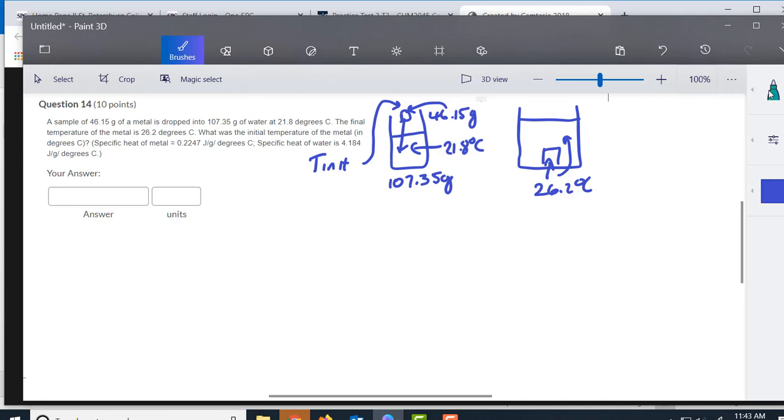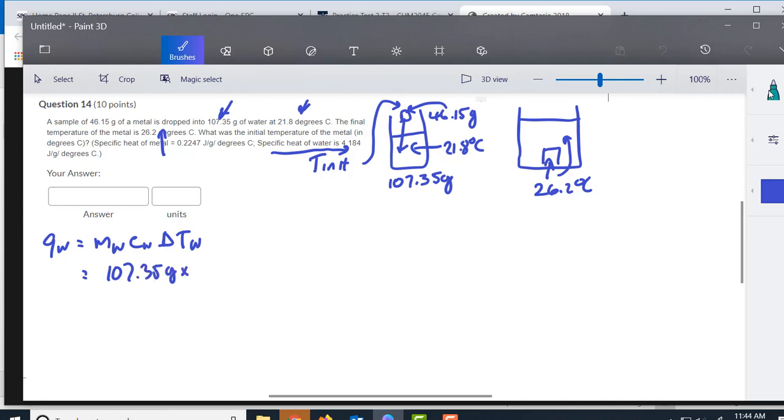We have a lot of data about the water here. We have the mass, we have its final temperature and its initial temperature as well. So they're both there. And we also have the heat capacity of the water as well. So let's go ahead and start with the water. So QW is going to equal MW CW delta TW. The mass of the water is 107.35 grams.